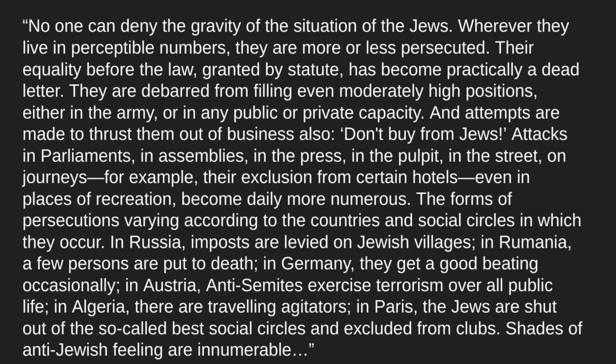So it's much like the situation of Black people in the United States during the pre-civil rights era. It's very difficult for Jews on a daily basis in Europe because of the rampant anti-Semitism that Herzl himself witnessed. The forms of persecution vary according to the countries and social villages in which they occur. In Russia, imposts are levied on Jewish villages.